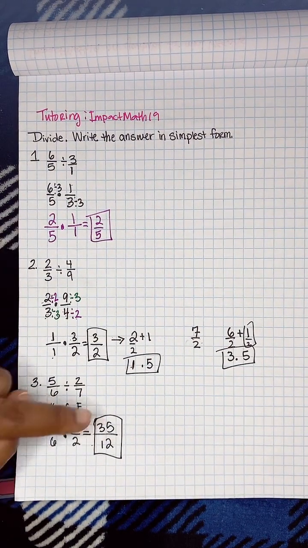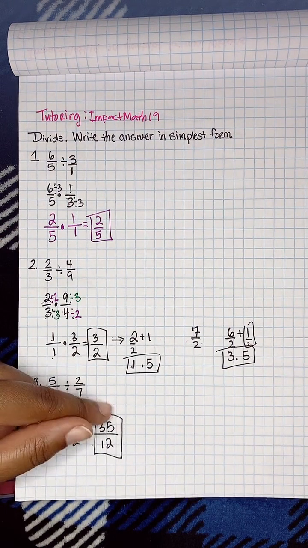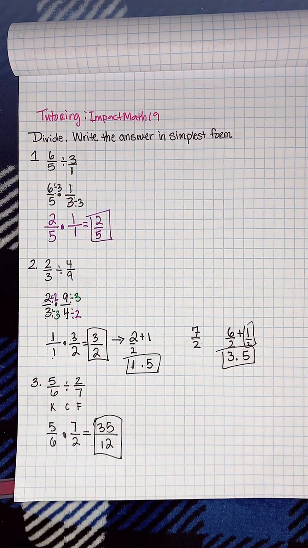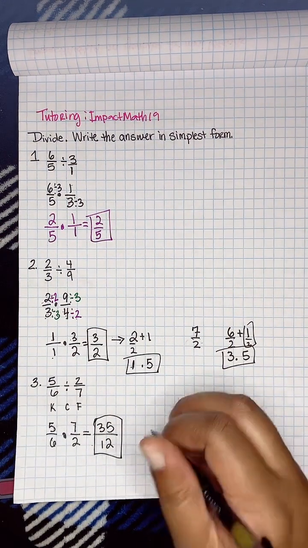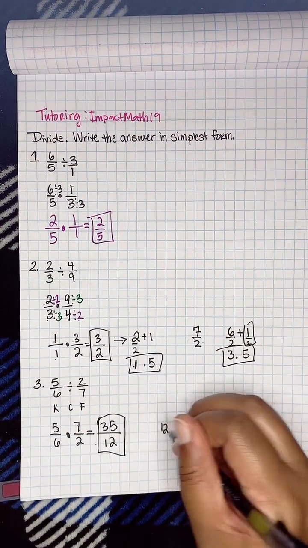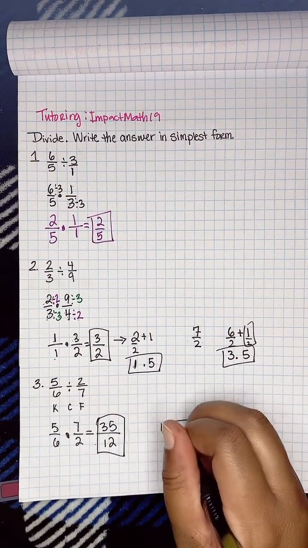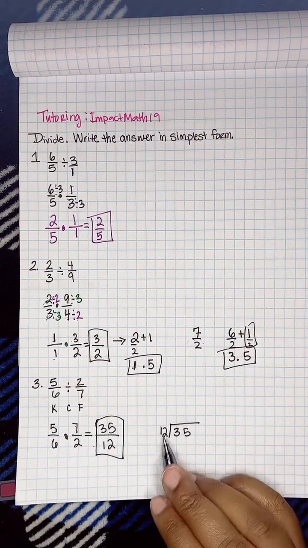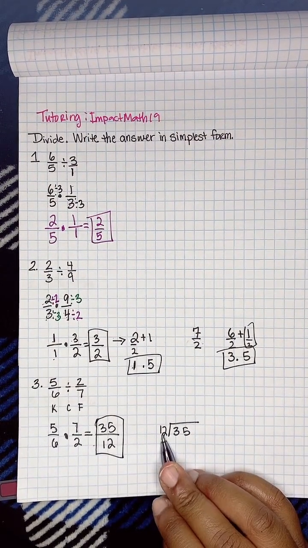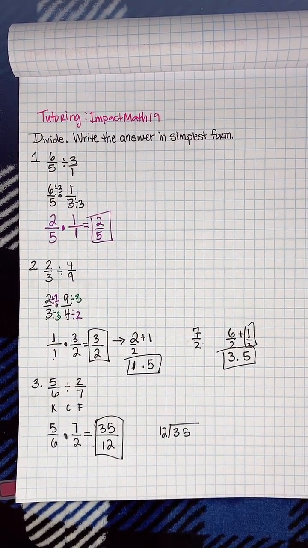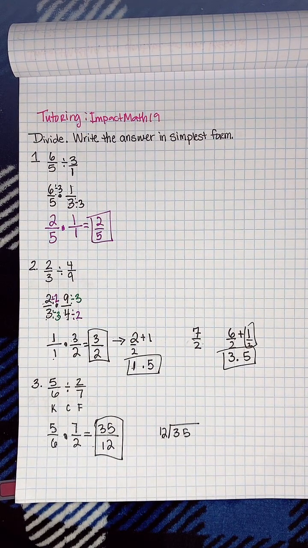But let's practice changing this to a mixed number because I know some of my HESI and TEAS test people have to do that. Okay, so let's do bottom out, top in. So how many 12s can we fit into 35? Does anybody know?